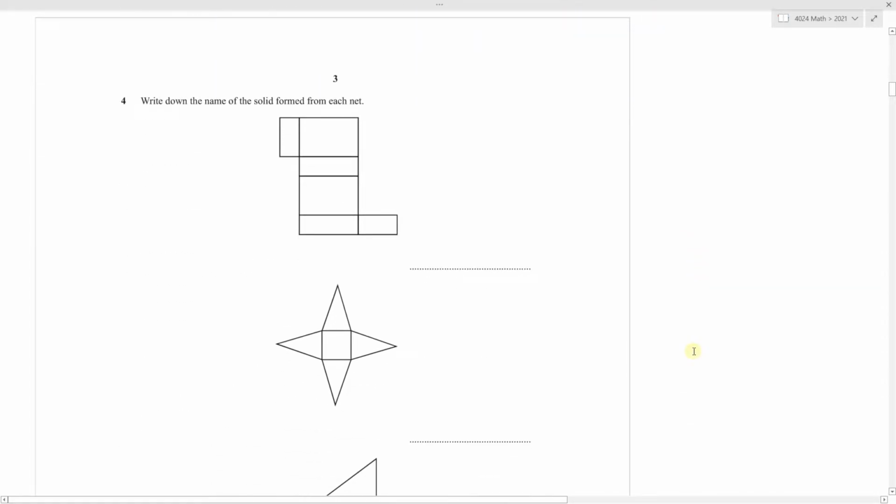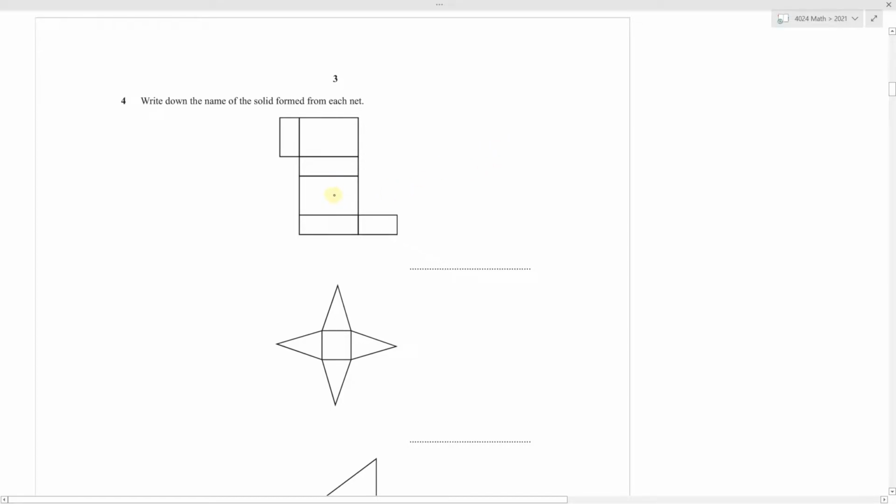Let's move on to next question number 4. Write down the name of the solid from each net. So you're given this net and you have to find which solid this net belongs to. So by looking at this, I can see this is a cuboid. I can draw this as well to help you visualize.